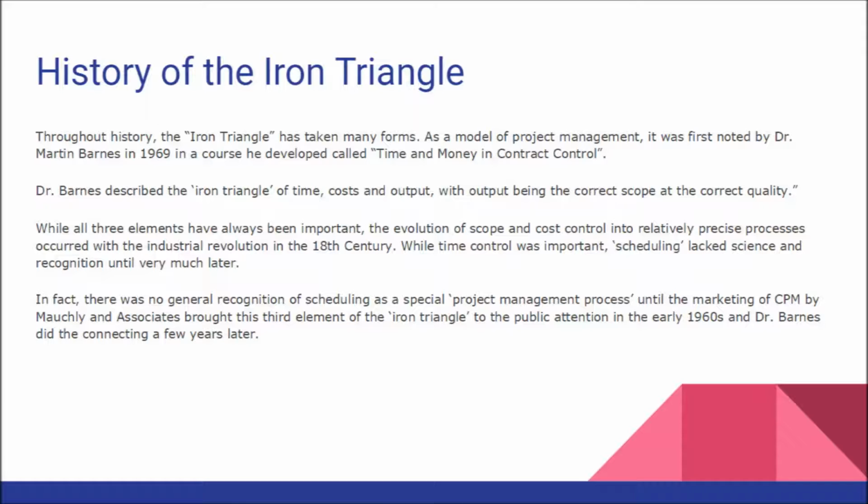While all three elements have always been important, the evolution of scope and cost control into relatively precise processes occurred within the Industrial Revolution in the 18th century. While time control was important, scheduling lacked science and recognition until very much later. In fact, there was no general recognition of scheduling as a special project management process until the marketing of CPM by Mockley and Associates brought this third element of the Iron Triangle to public attention in the early 1960s, and Dr. Barnes did the connecting a few years later.